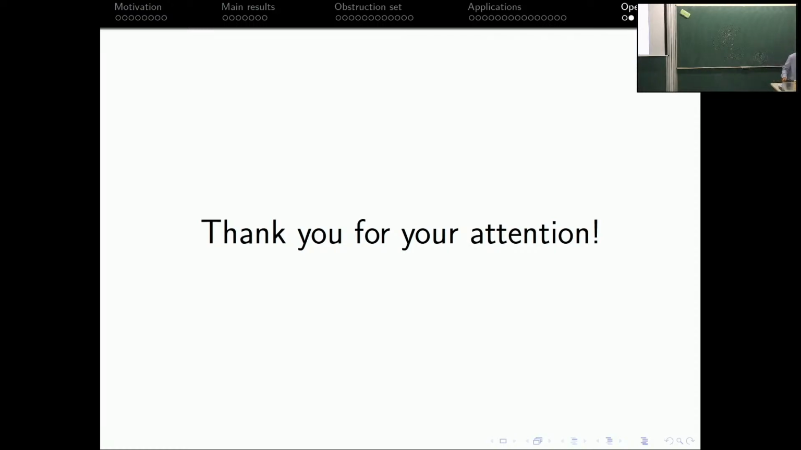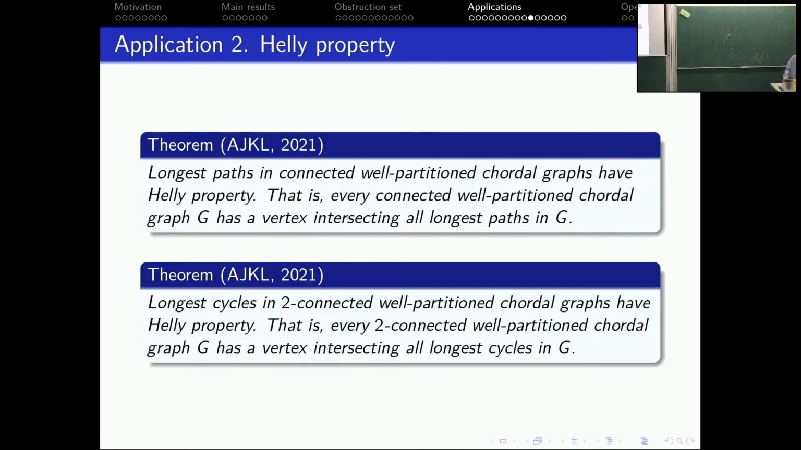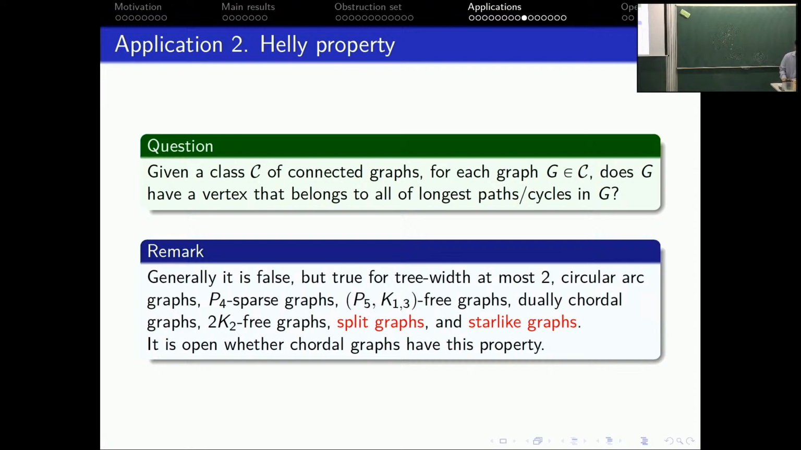Can you go to application 2? My first question is why is it called Helly property? Usually the Helly property is something that if many of them satisfy some property, then the whole family satisfies the property. This just says a vertex that belongs to all of the longest paths.